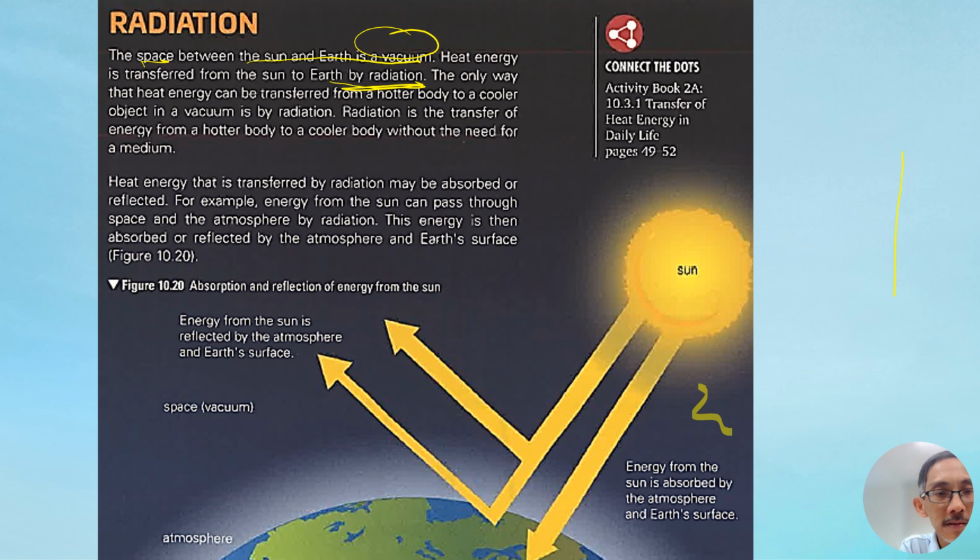Okay, and the main point is this: any energy to be transferred in a vacuum can only be done by radiation. Convection, conduction, they can't. They all need a medium. Okay, and so this is the actual meaning now compared to the other two. What is radiation? The meaning of radiation is the transfer of energy from a hotter body to a cooler body without the need of a medium. In this case, vacuum, no medium.